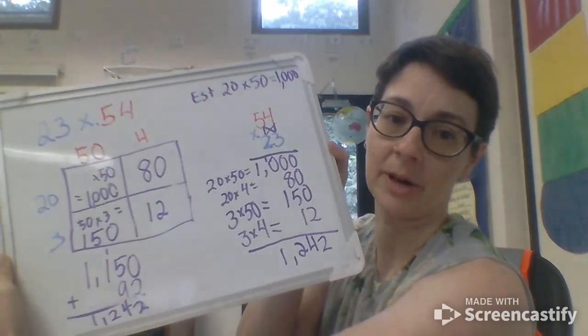Hi again, everybody. So that is how you can use the area model and partial products to multiply.